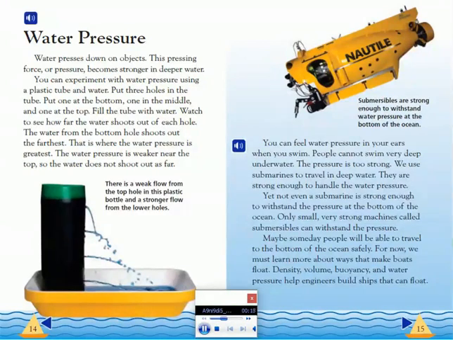Yet not even a submarine is strong enough to withstand the pressure at the bottom of the ocean. Only small, very strong machines called submersibles can withstand the pressure. Maybe someday people will be able to travel to the bottom of the ocean safely. For now, we must learn more about ways that make boats float. Density, volume, buoyancy, and water pressure help engineers build ships that can float.